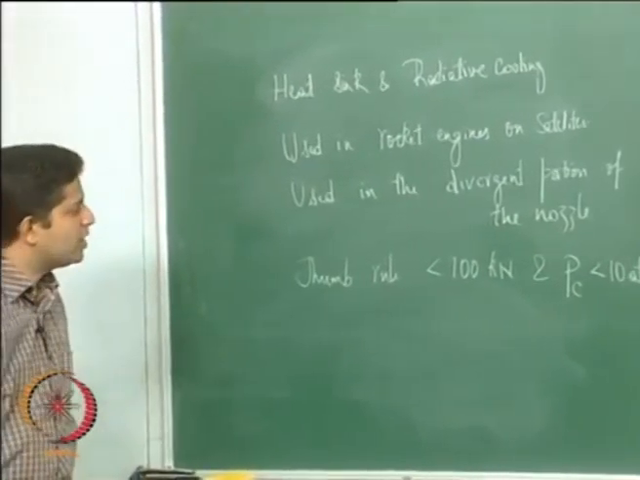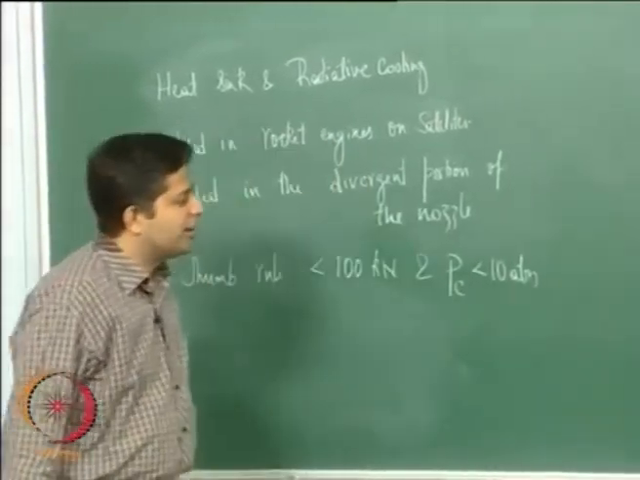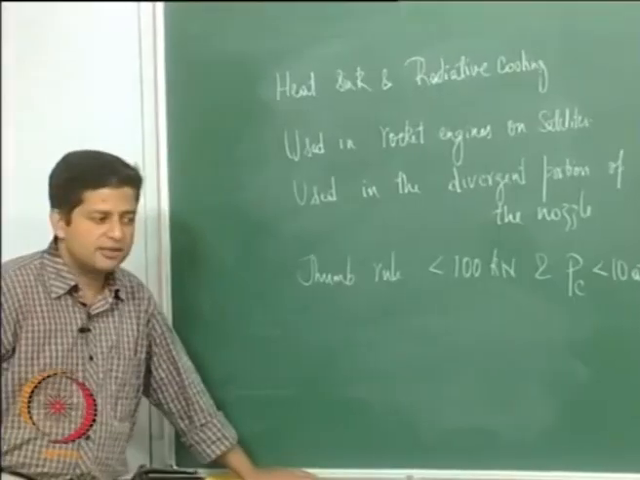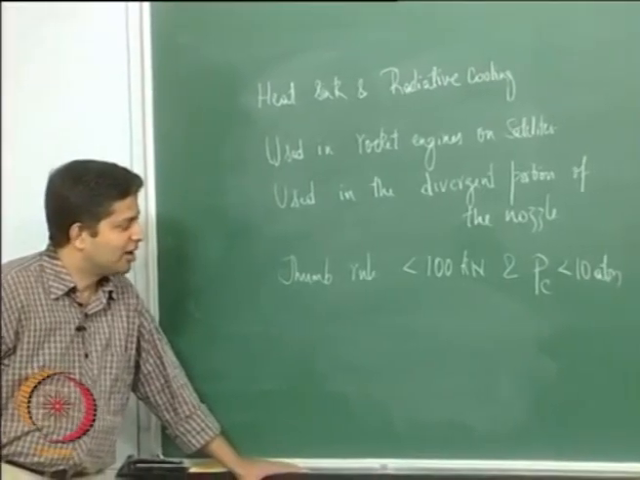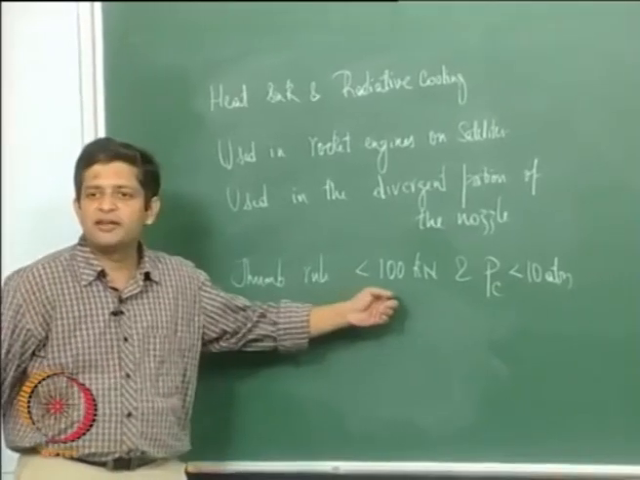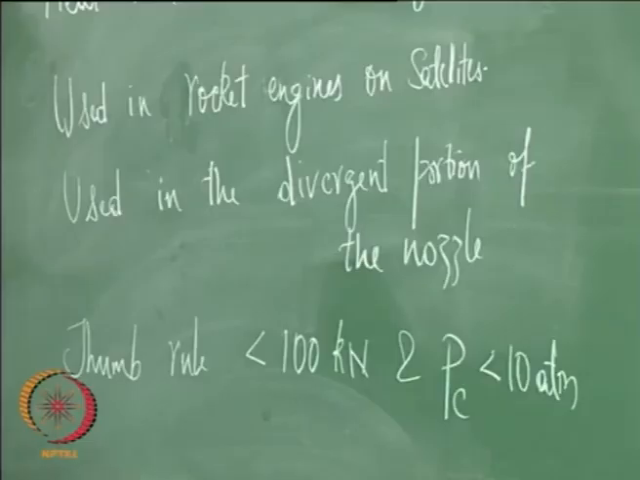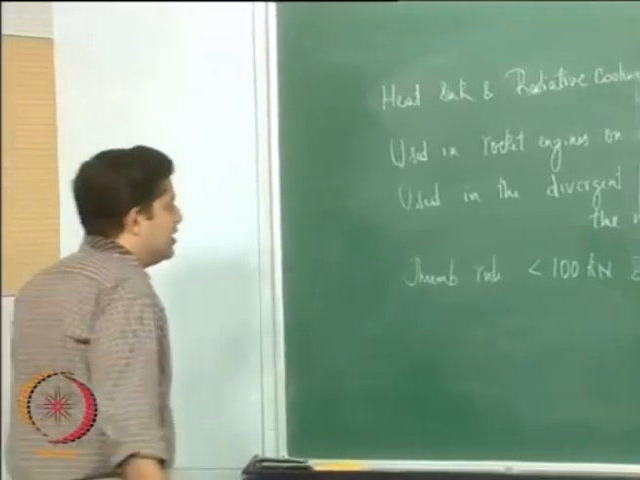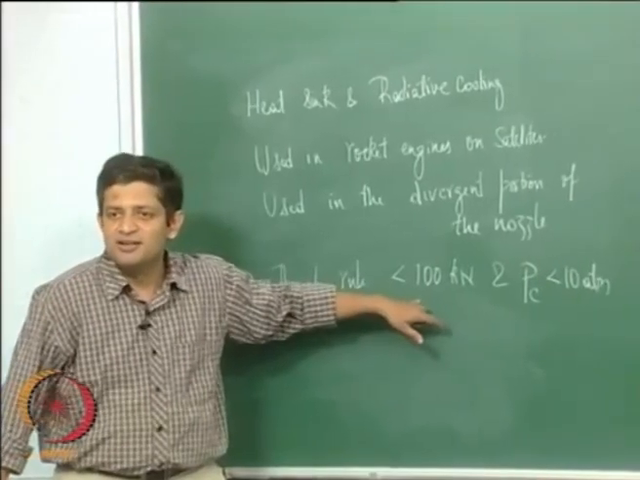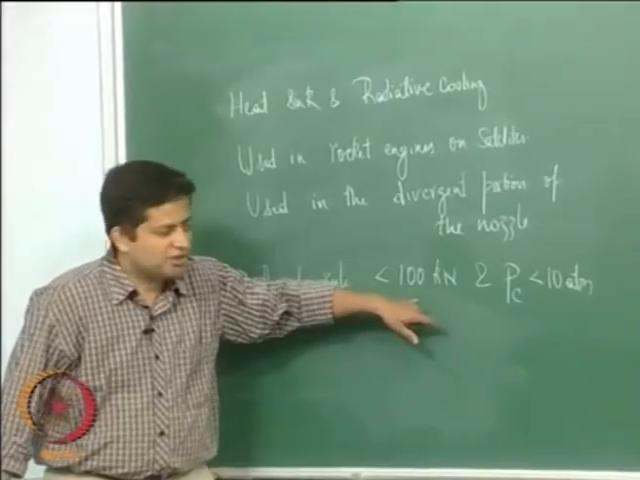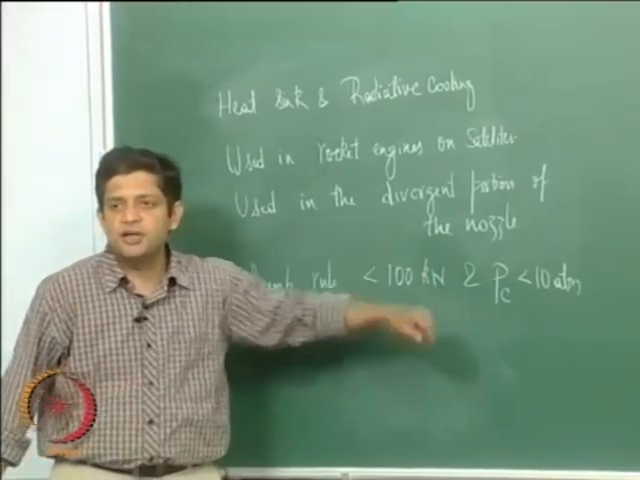But this has also been known to be used on certain other engines, primarily a significant use is there in the Vikas engine that is there on PSLV. Although the thrust is not below this mark, it still uses it in the Vikas engine to cool the divergent portion of the nozzle.